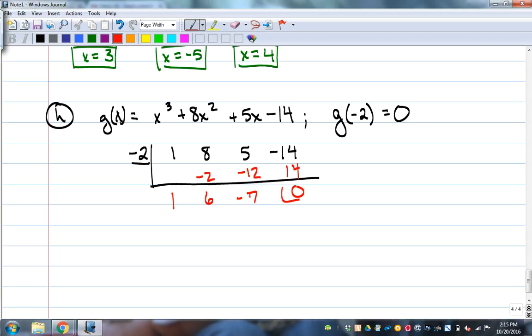That's what should happen. When they tell me that something equals 0, when you plug it into the problem, the remainder should be 0. If it isn't, you either made a sign mistake or maybe mismultiplied or misadded somewhere. So that's always a good place to say, okay, I did it right. I got something going for me.